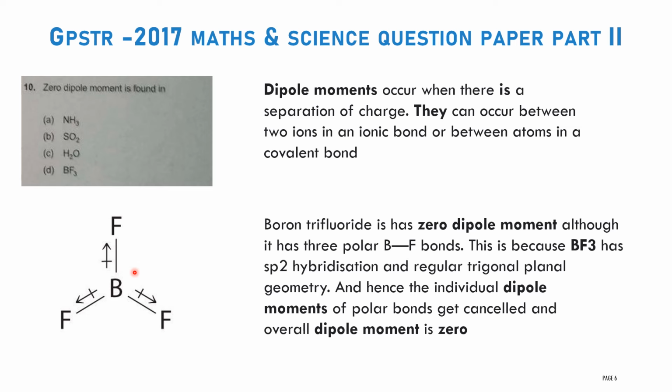The important thing you have to remember is that boron trifluoride has three polar bonds, and it involves sp2 hybridization, and the geometry is triangular planar. Why does the dipole moment get cancelled? Because of the three polar bonds, the dipole moment of the upper one is equal and opposite to the dipole moment of the downward polar bonds, so they cancel each other. Therefore, the correct answer for this question is that zero dipole moment is found in BF3.